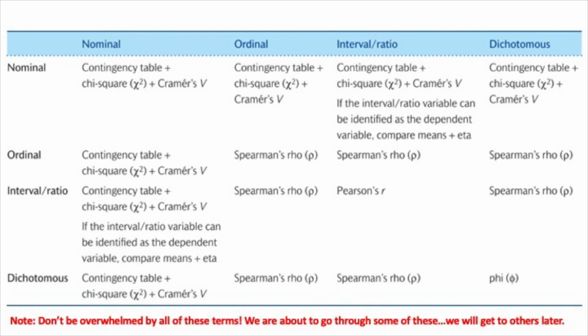Okay? I'm going to break down a little bit further what these different types of tests are in the next few slides. But this again is a kind of cheat sheet for you if you want to know what kind of test you should use. The note at the bottom says, please don't be overwhelmed by all of these terms. We're about to go through some of these, and we'll get to some others later. Okay, so I don't expect that you know what all of these mean at this point, but I just wanted to show you the table that's in the book that can help you to identify what kinds of tests you should use.